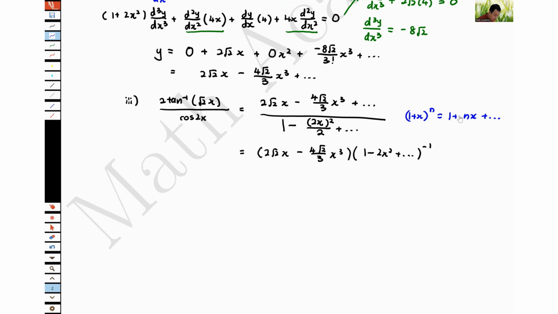The formula says we are going to have 1 plus n times x. Your x in this situation should be this term. This is your new x, excluding the 1. Minus 2x squared is the new x that you will put into the equation. Okay, let's expand out. Our 1 plus nx will give me 1 plus 2x squared.